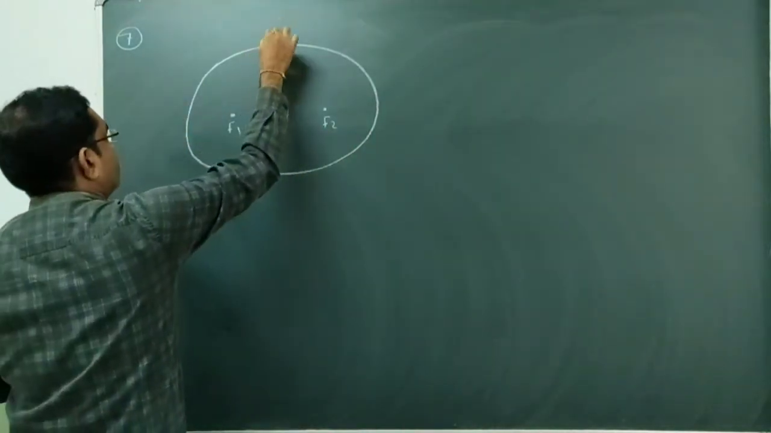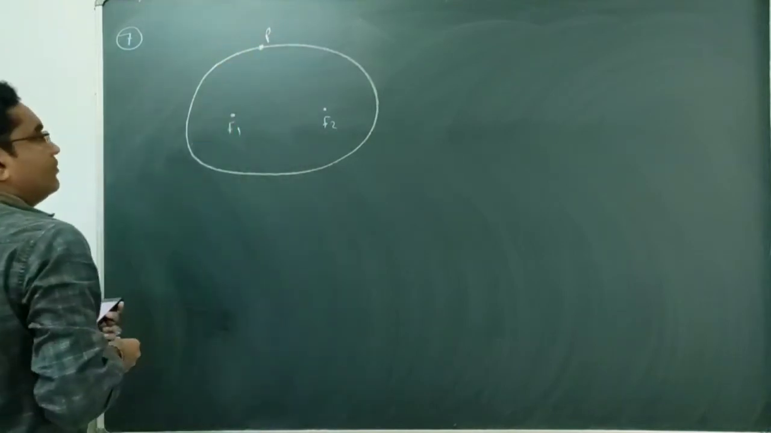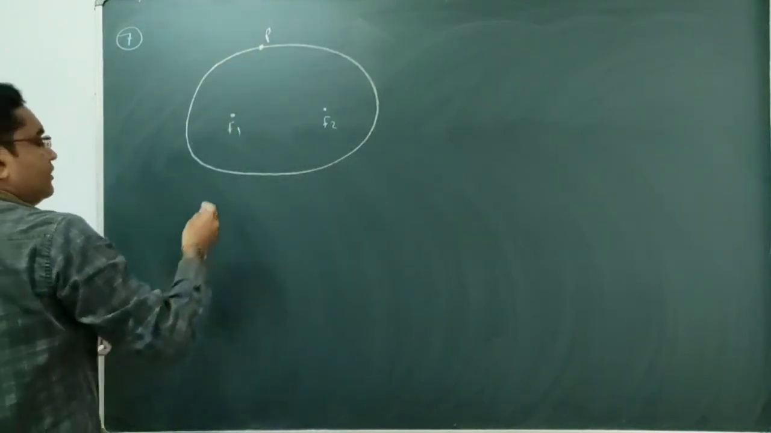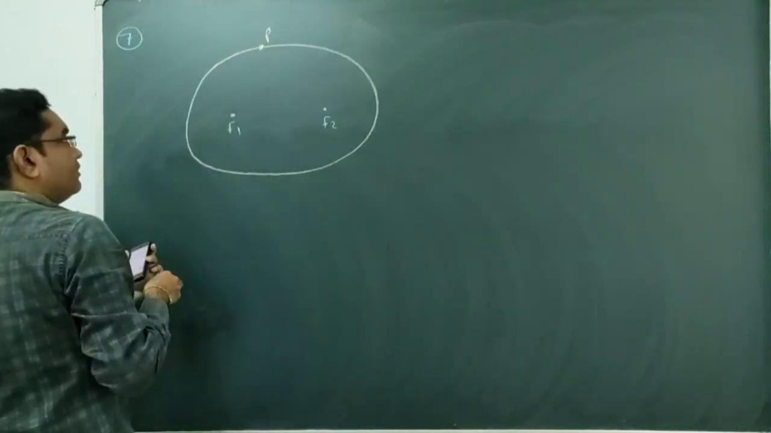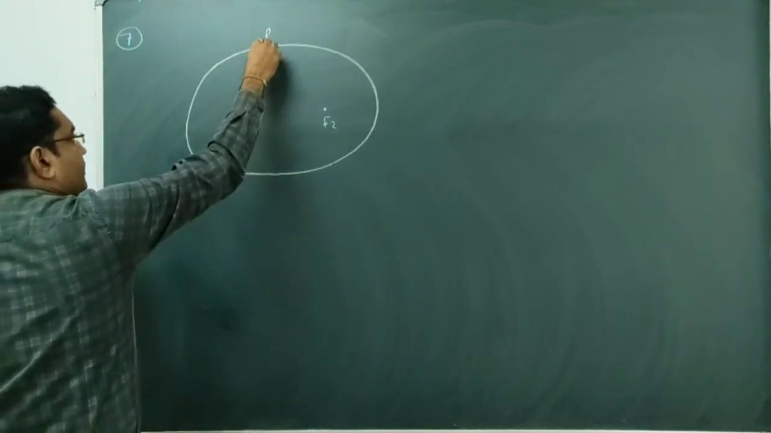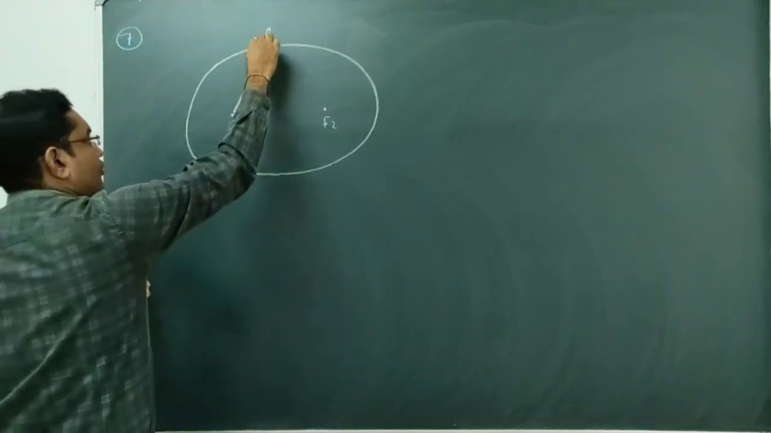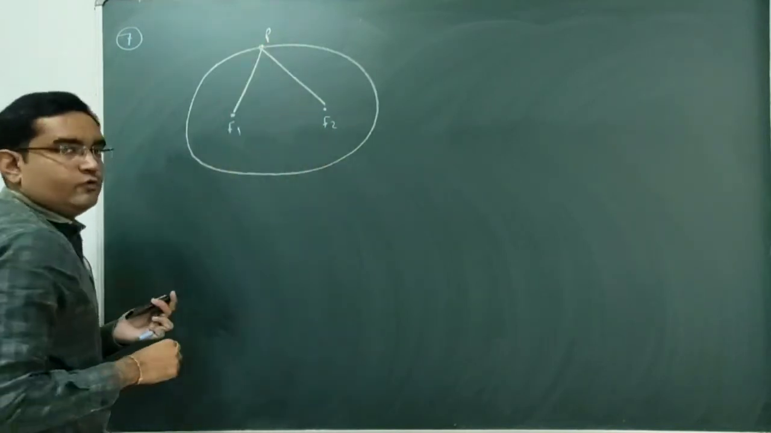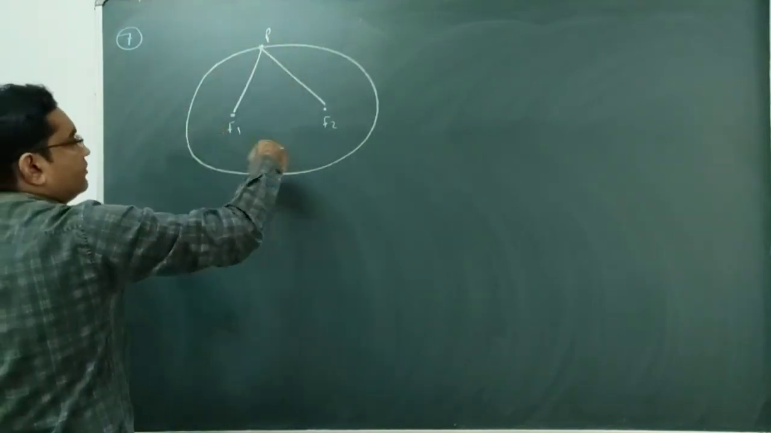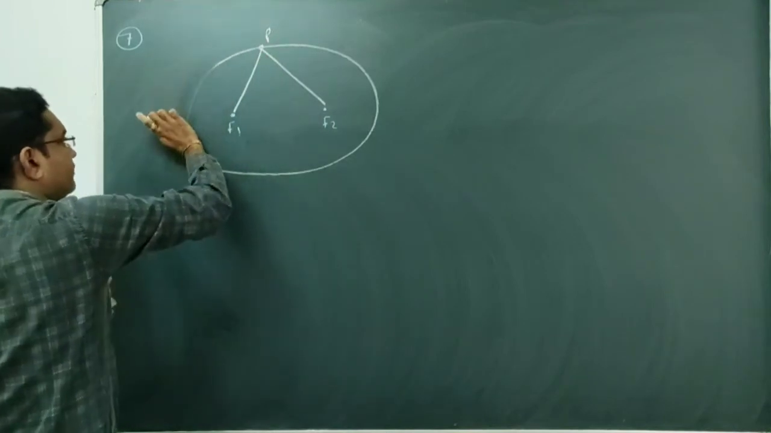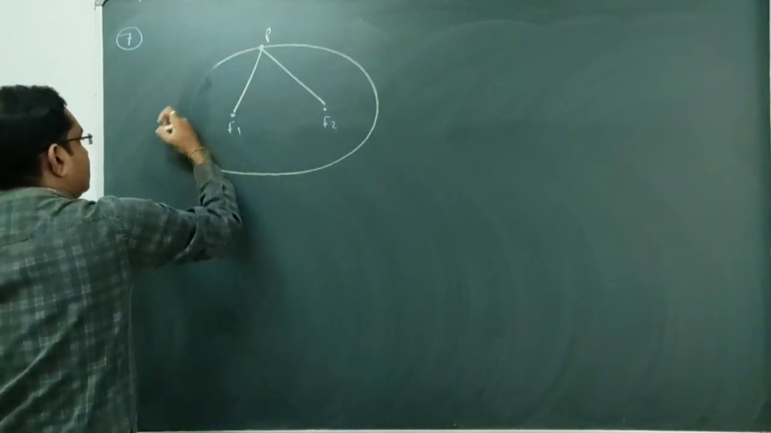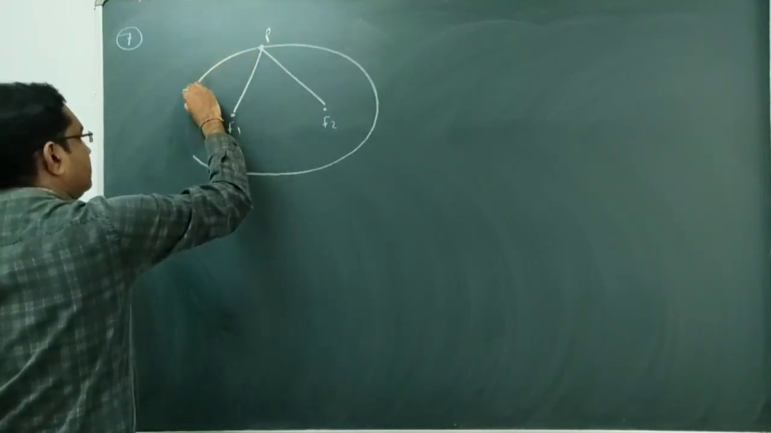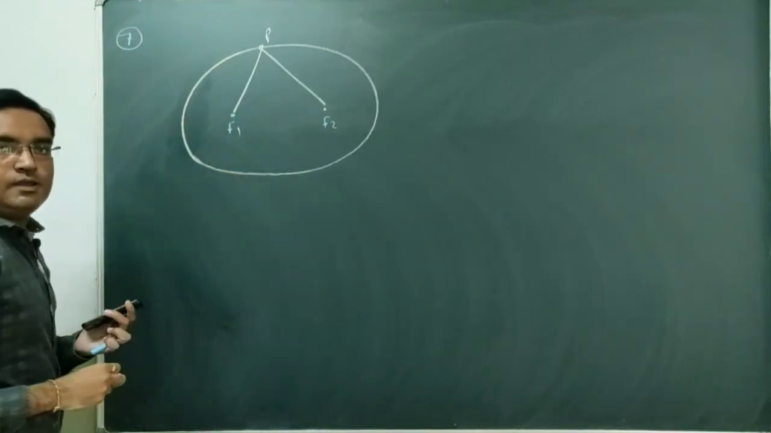Suppose this is the position of point P, the person is running, and that person notes that the distance of this point P from these two flag posts is always constant. So here the distance of this point P from two fixed points is always constant. So this path traced by this person will be the elliptical path. This is nothing but the ellipse.